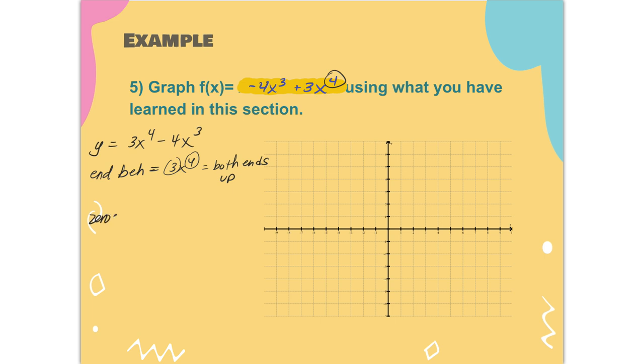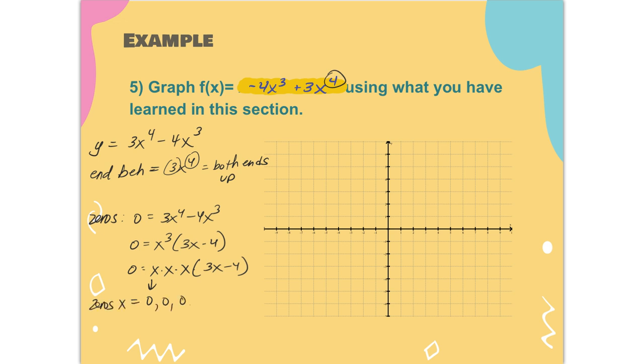My zeros, I'm going to set this whole thing equal to 0. 3x to the 4th minus 4x to the 3rd. I'm going to factor out a GCF, and that's going to leave me with 3x minus 4. And again, I'm going to break this up so that you notice that this is 3x is out here, and then a 3x minus 4. Each one of these gets set equal to 0, so my zeros are x equals 0, 0, 0. And then this one is 3x minus 4 is 0, 3x equals 4, x equals 4 thirds.